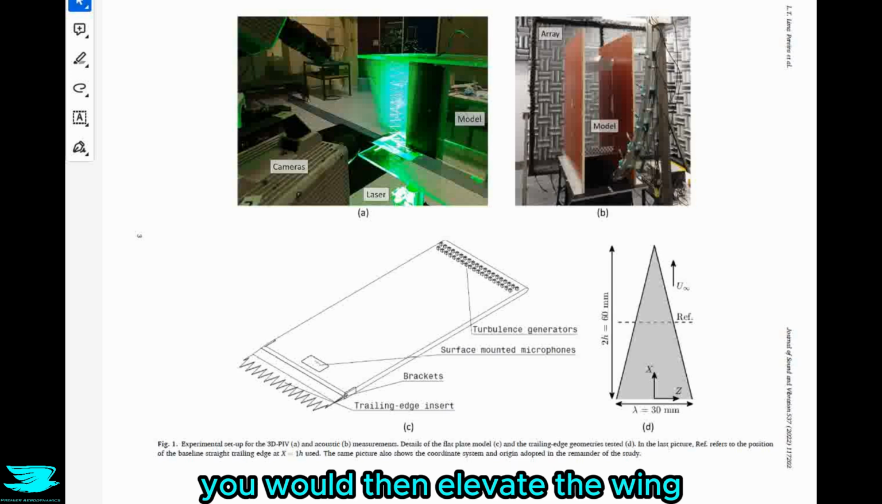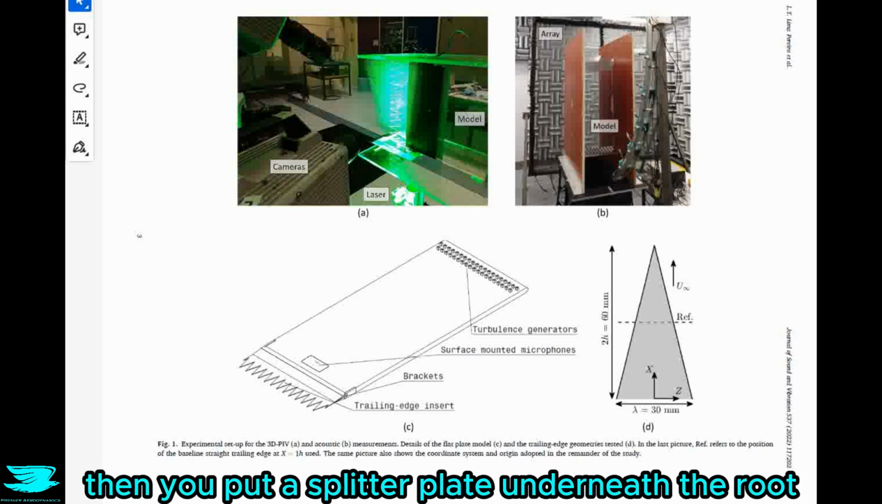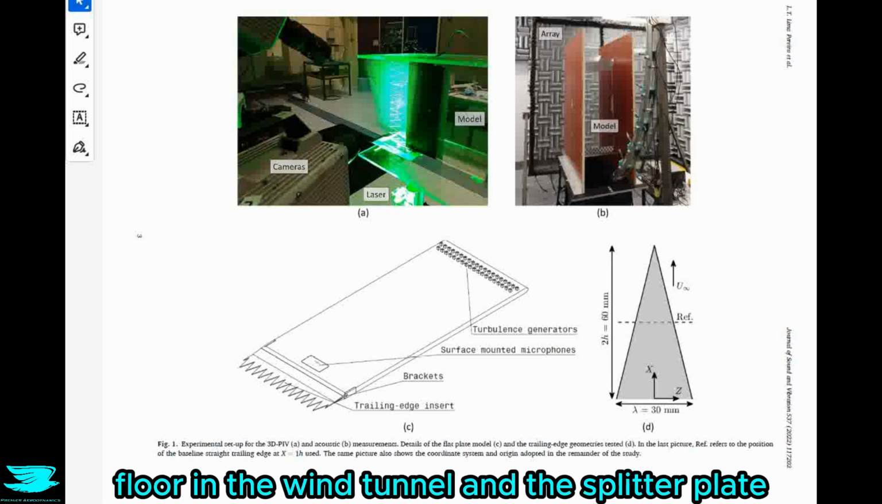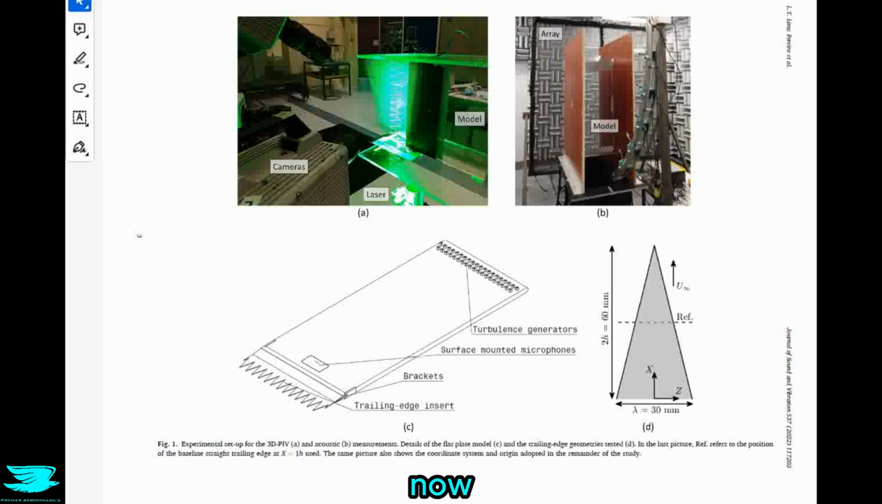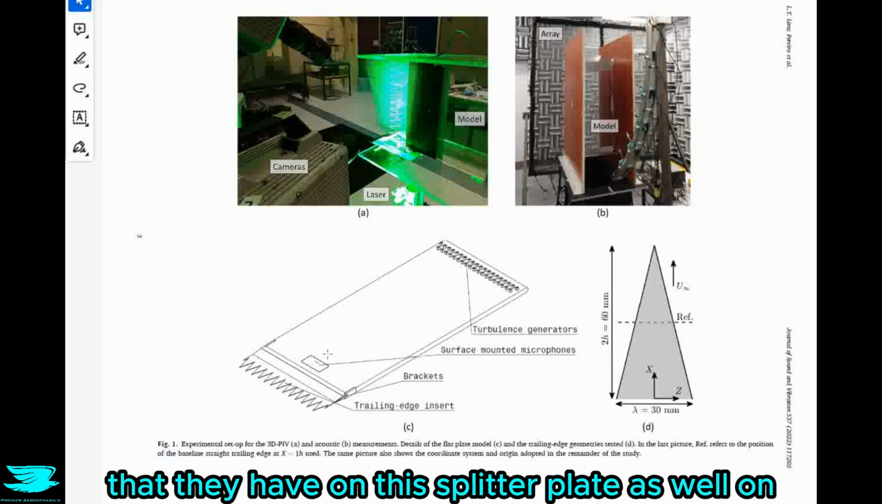So what you would do is you would then elevate the wing off of the boundary layer, maybe a foot or whatever. Then you put a splitter plate underneath the root. So now you have a distance between the floor in the wind tunnel and the splitter plate, and you have a fresh flow hitting the wing now.